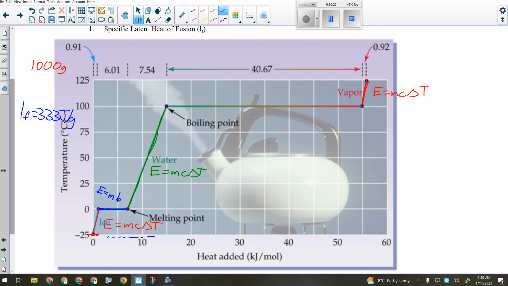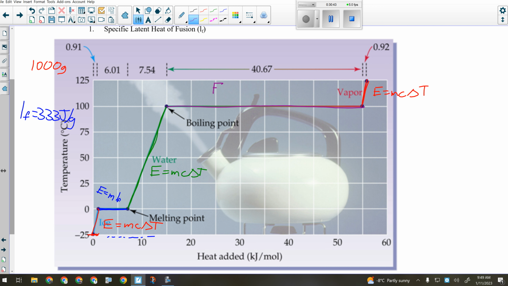A similar thing is true here. Now this is the biggest part of the graph in terms of energy. It's where the most energy is put in, almost more than all the other sections combined. That's converting liquid water into water vapor.